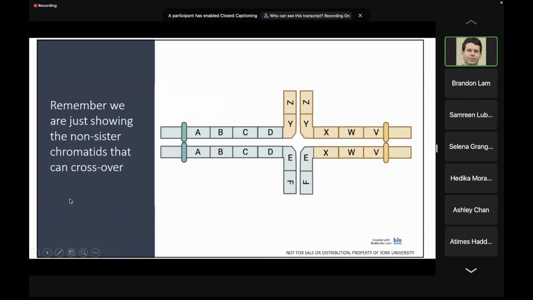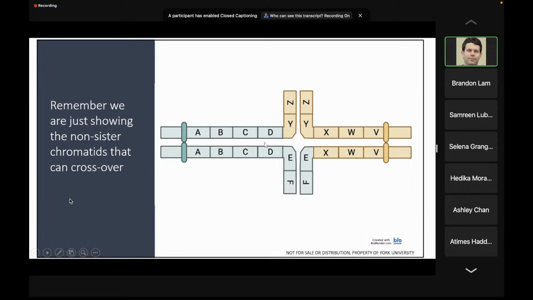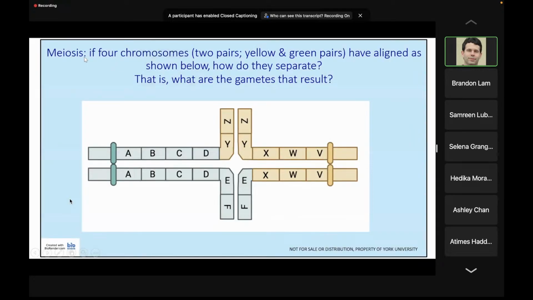Remember, we're just showing the non-sister chromatids here. In terms of the actual genotype, we still have these fully intact chromosomes that we're not showing. We're zooming in on these non-sister chromatids. In meiosis, if 4 chromosomes, 2 pairs of yellow and 2 pairs of green, have aligned as shown below, how do they separate? That is, what are the gametes that result? Let me draw something here for you. I hope it'll help you understand this one.